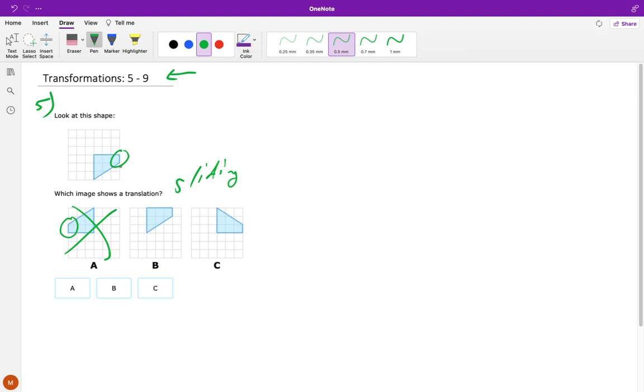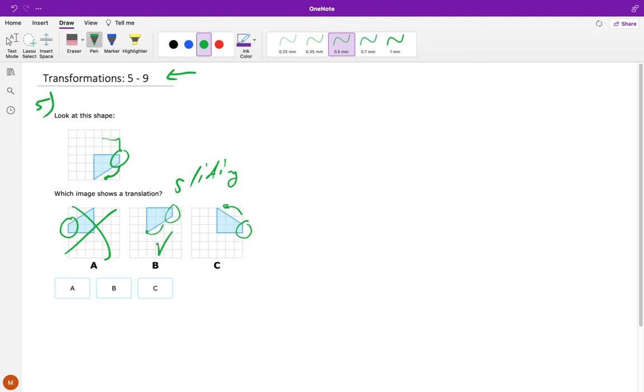Here I see that from the small side, the angled corner is below it. And here's my small side and the angled corner is above it. So I know that had to be, once again, turned or something. The orientation has changed, so it can't just be a slide. Here I have the small side and the corner below it. I can count to see that they're all moving at the same pace up and over. So this one, B, would be our translation.